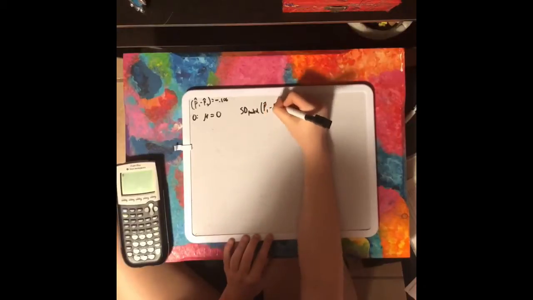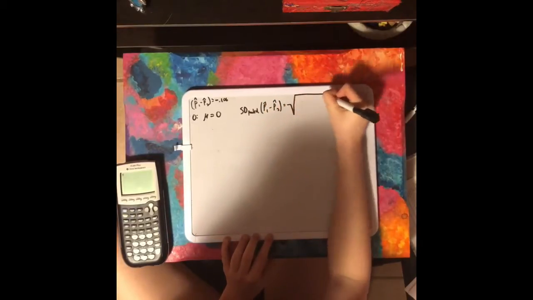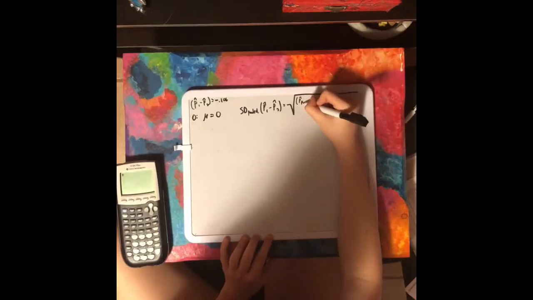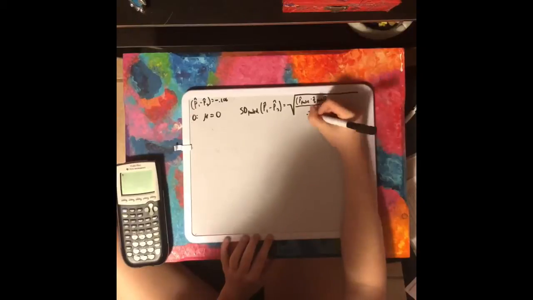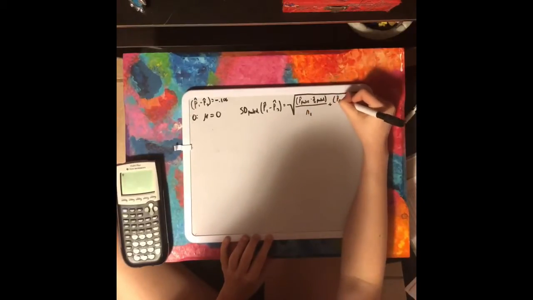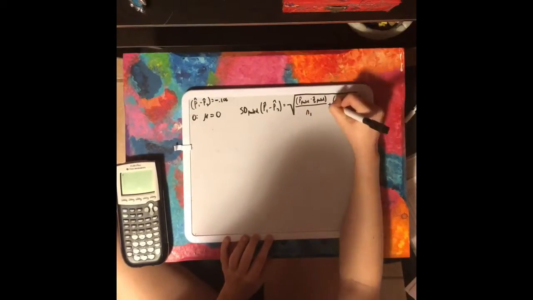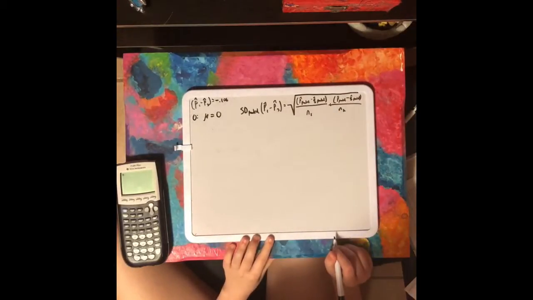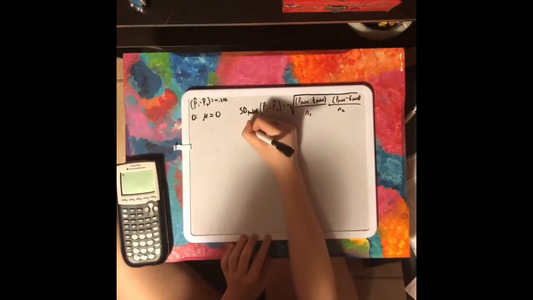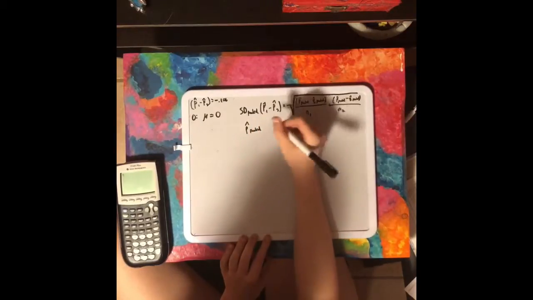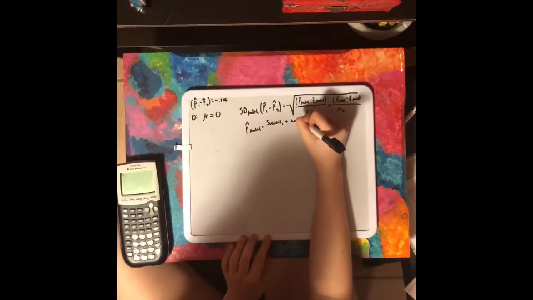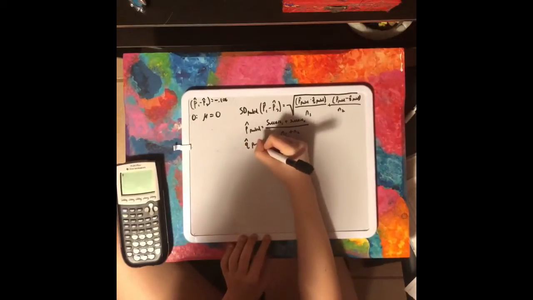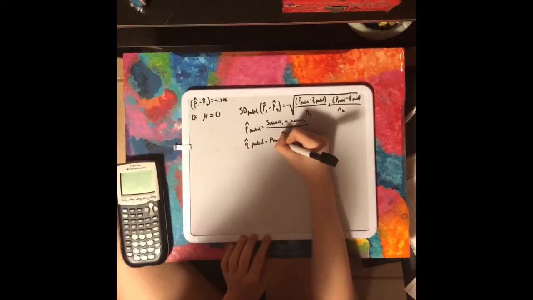To find your standard deviation, you'll take the square root of p-hat pooled times q-hat pooled over n1 plus p-hat pooled times q-hat pooled over n2. To get p-hat and q-hat pooled, it's very simple. For p-hat, you'll take your successes of 1 plus your successes of 2 over n1 plus n2. And then for q-hat pooled, you'll do the exact same thing, but with the failures instead of the successes.